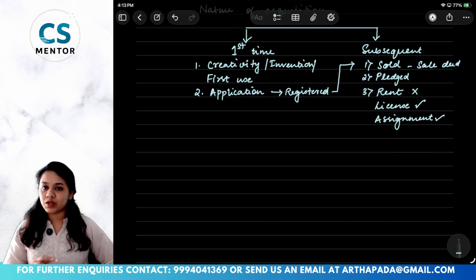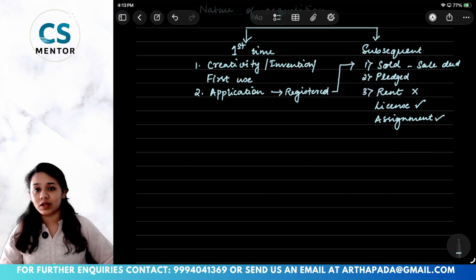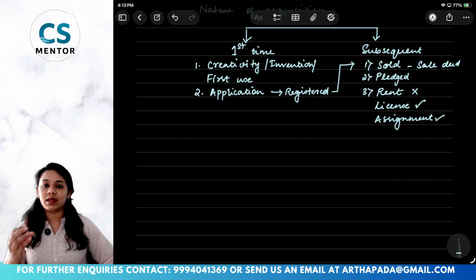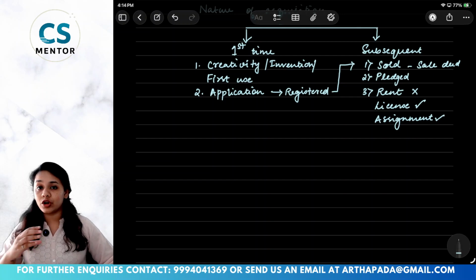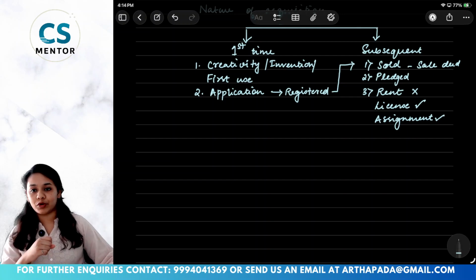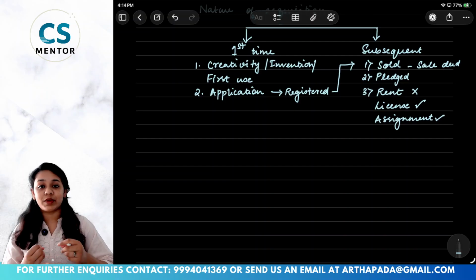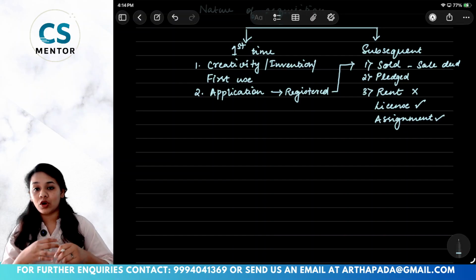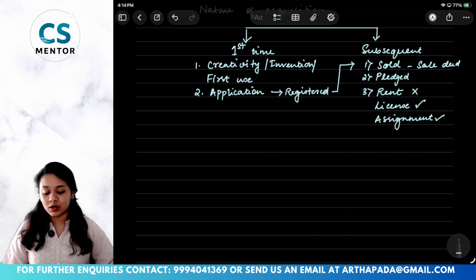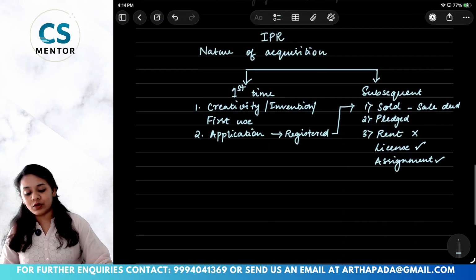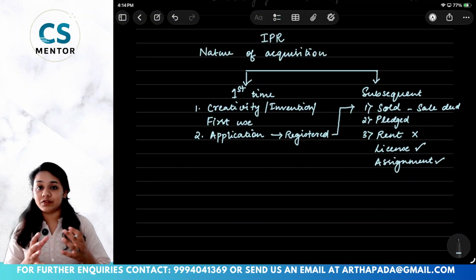So these are two terms that we will be looking at when we're studying intellectual property. We'll never say that I'm renting out my trademark or I'm renting out my intellectual property. We'll use words such as licensing out my trademark or licensing out my patent. Another word is also assignment. Now, can you see how the nature of acquisition itself differs over here?